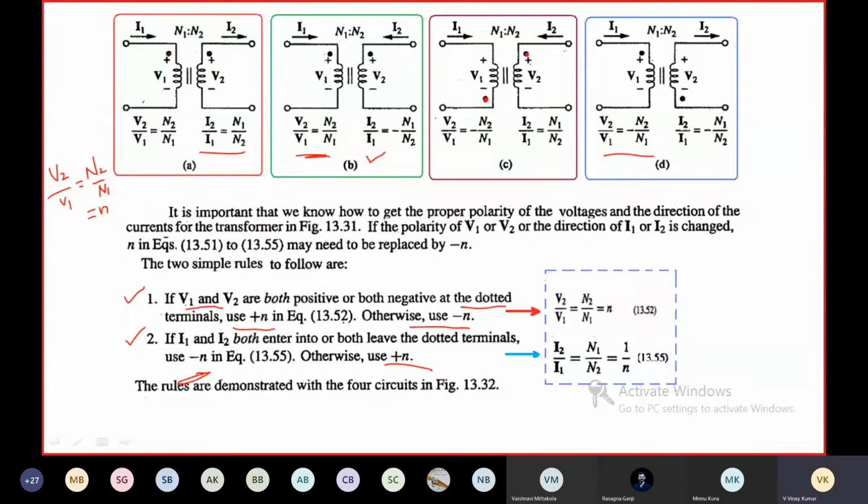Next, coming to case C, I1 is leaving the dotted terminal, I2 is entering. That's why we have to use plus n. Here I1 is entering, I2 is also entering. If I1 and I2 are entering or leaving the dotted terminals, then we have to use minus n. Otherwise, we have to use plus n. So in this case, I1 and I2 both are entering the dotted terminal, so we have to use minus n. So I2 by I1 is equal to minus n, which is equal to minus n1 by n2.